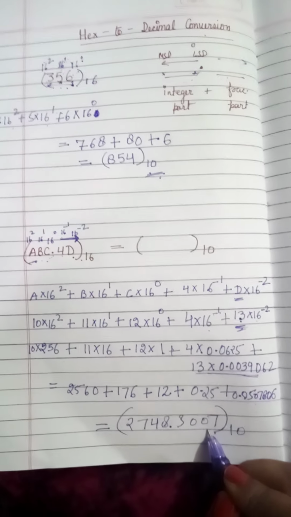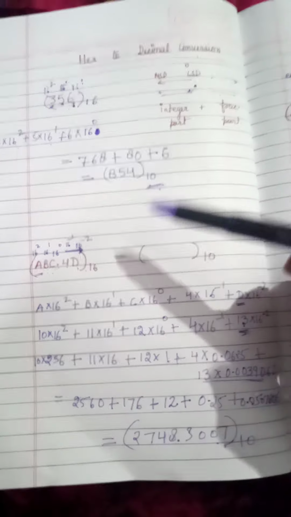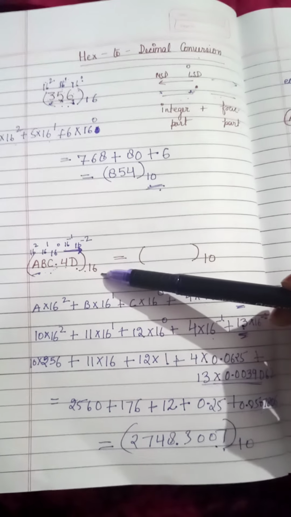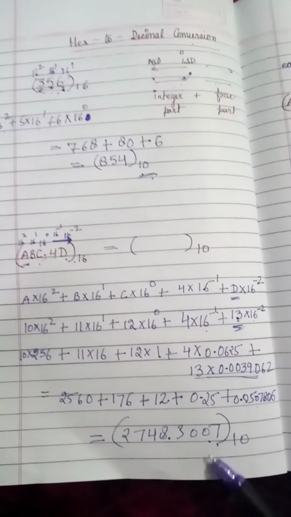So the decimal equivalent of ABC point 4D base 16 is equivalent to 2748 point 3007 in decimal. So this is hexa to decimal conversion. Now come to hexa to binary conversion.